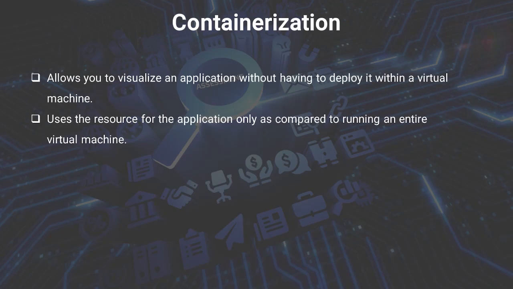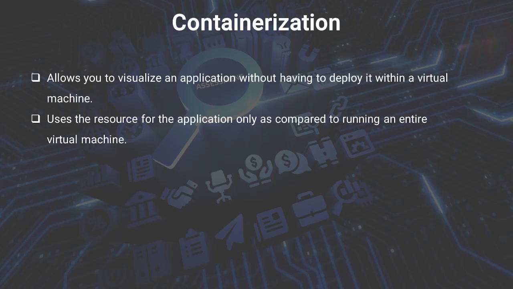Sometimes you may need to virtualize an application rather than virtualize an entire operating system. You can use containerization. Containerization simply allows you to virtualize an application without having to deploy it within a virtual machine. This simply uses the resources for the application only, as compared to running an entire virtual machine. A really good example of a containerization technology is Docker. Docker allows you to run virtualized applications, whether it's on Windows, Linux, or even another operating system, without needing to create a whole virtual machine just to run one application.